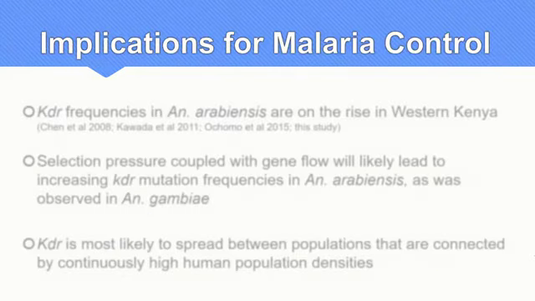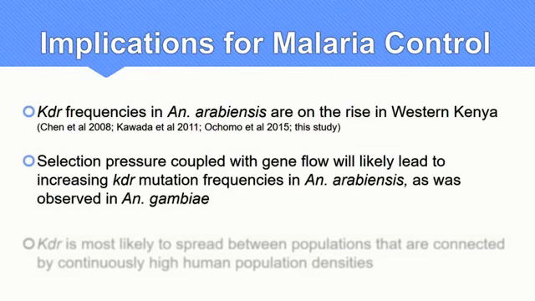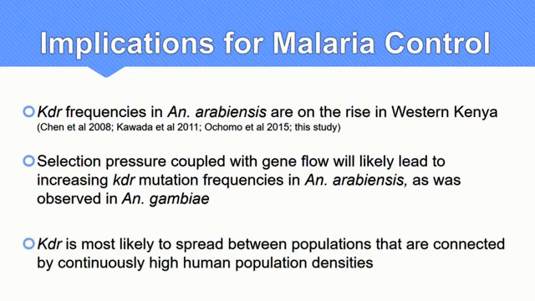And some implication these results have for malaria control is that KDR frequencies in Anopheles rabiensis are on the rise in Western Kenya, and that selection pressure coupled with gene flow will likely lead to increasing KDR mutation frequencies in Anopheles rabiensis, as was observed in Anopheles gambiae. And lastly, that KDR is most likely to spread between populations that are connected by continuously high human population densities.